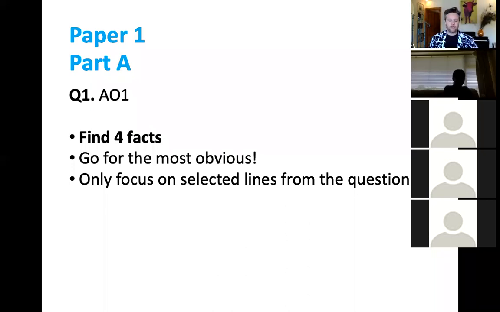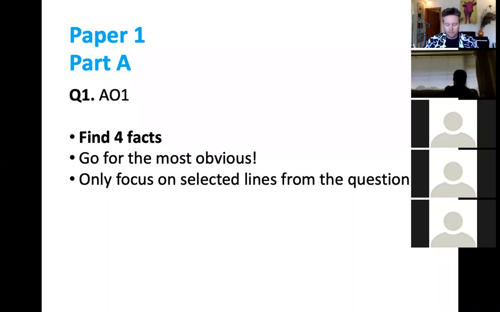So if you get those in front of you, either a hard copy or on screen, you just need to find the 4 facts that the question asks you to find. You don't get any marks for finding the most obscure. So save yourself time, go for the most obvious. This is just testing your reading skills in this one. So go for the most obvious ones you can find, and only from the lines referenced.